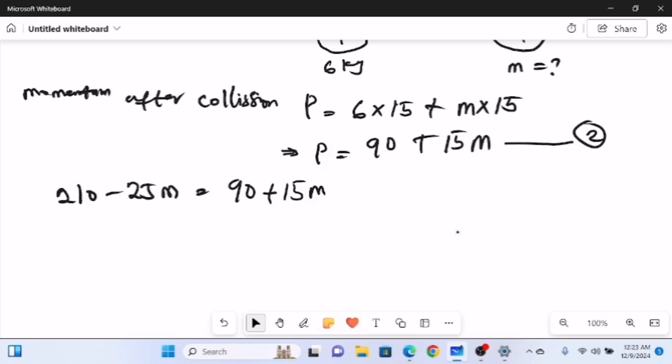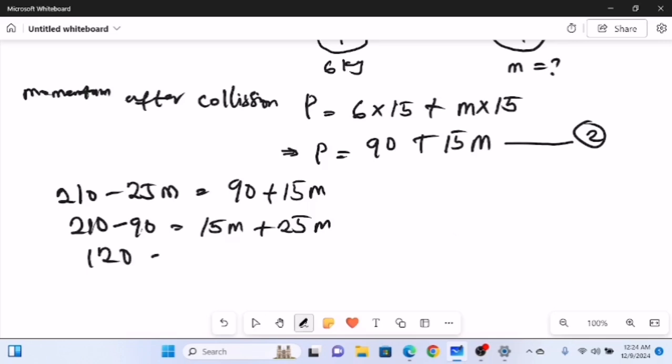Okay, so from here let's simply collect like terms. So we simply have 210, sending 90 over here becomes minus 90. This is going to be equal to, over here I already have 15m. Now let's send minus 25m over here. It becomes plus 25m. So 210 minus 90 simply gives us 120. So I have 120 equal to 15 plus 25, which gives us 40m.